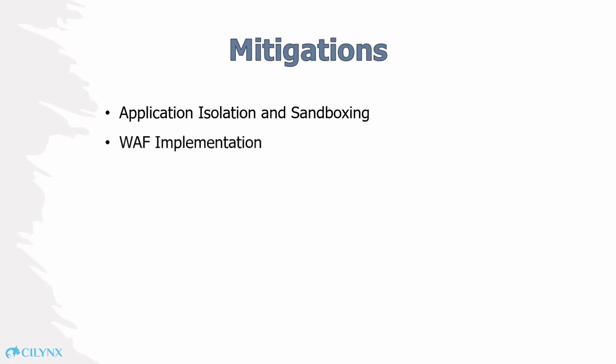All right, so for the mitigations, the first one is application isolating and sandboxing. We would like to restrict the ability of an attacker to access the system resources and data by sandboxing the application and by running it from a virtual machine, for example. WAF implementation. WAF will cause harder work to an attacker and slow his attack process. Also, the unsuccessful attempts would be paged out and the SOC members would be able to notice the attacker behavior.